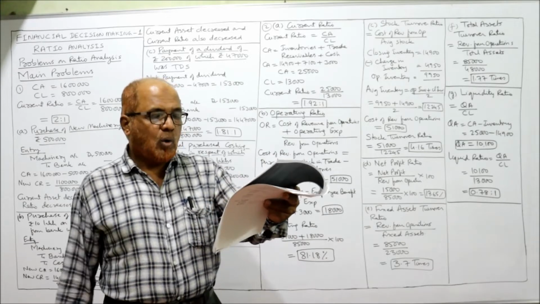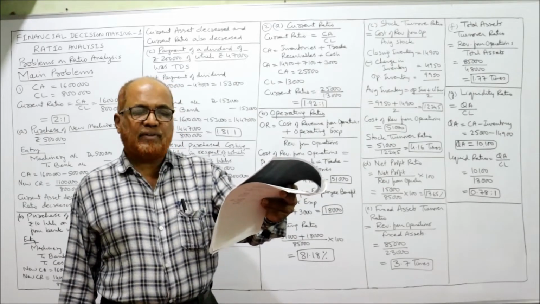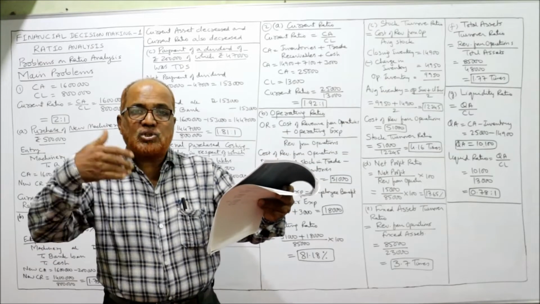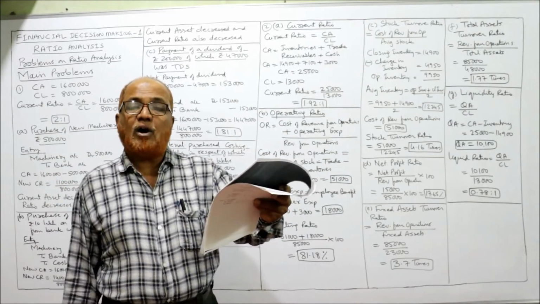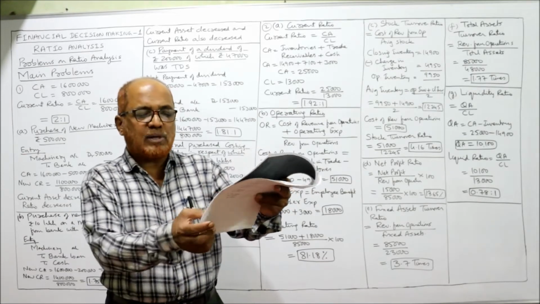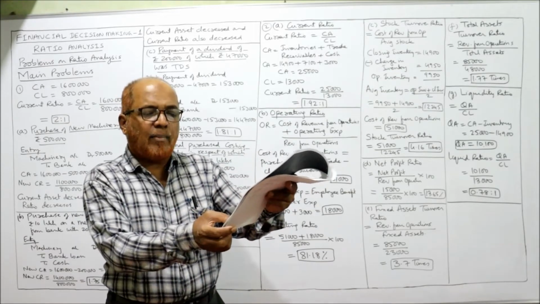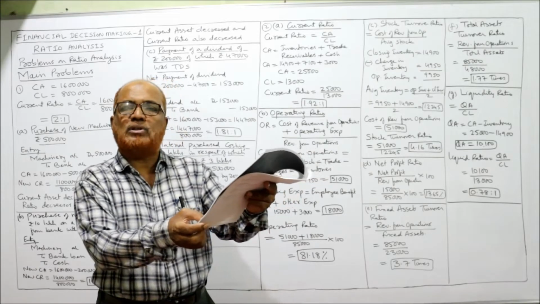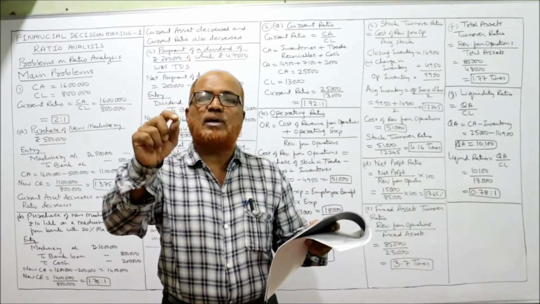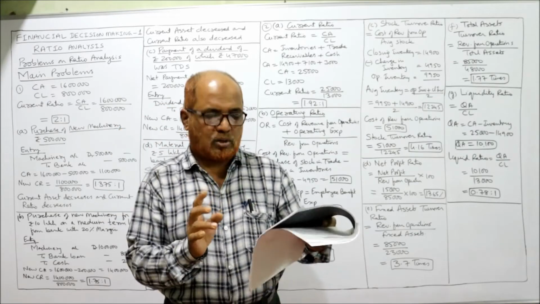How we got that one? Opening stock 9,950. Closing stock 14,900. The closing stock has increased. How much it is increased? Change in inventory 4,950. So if you subtract 14,900 minus 9,950, you will get 4,950. We should put it minus because closing stock is more than opening stock.